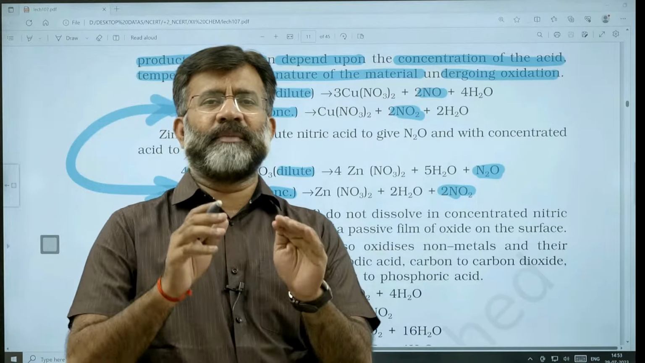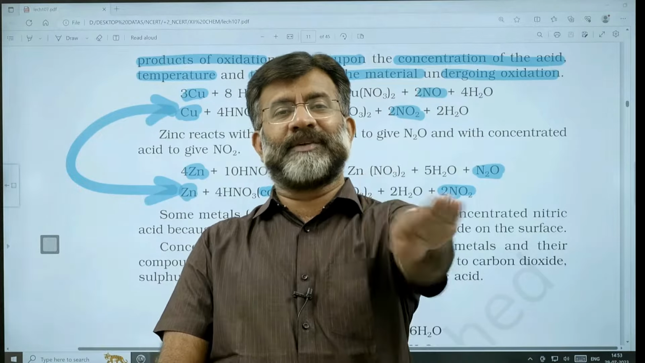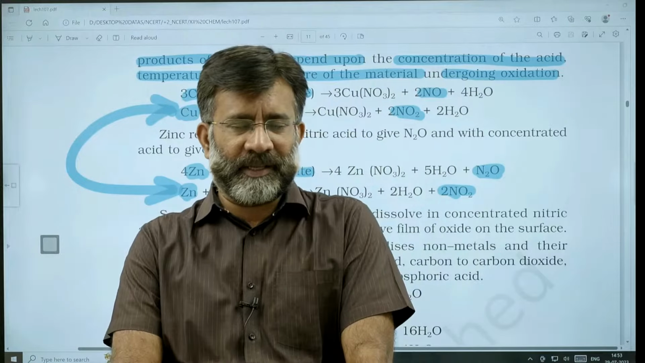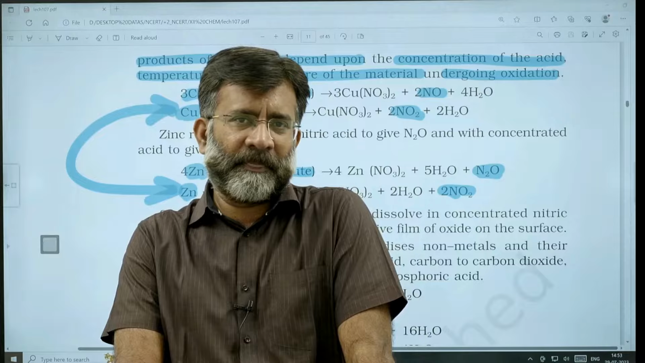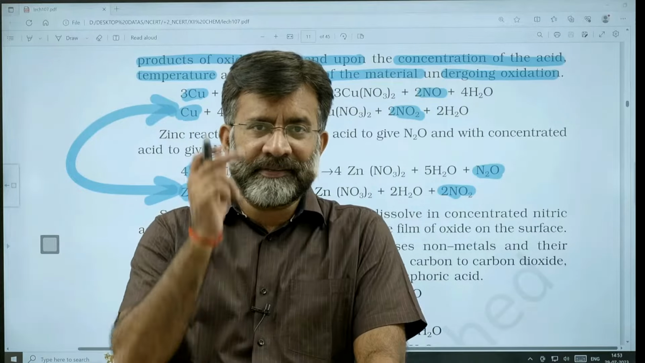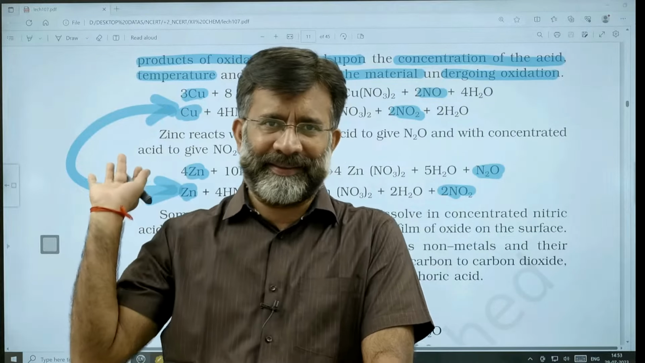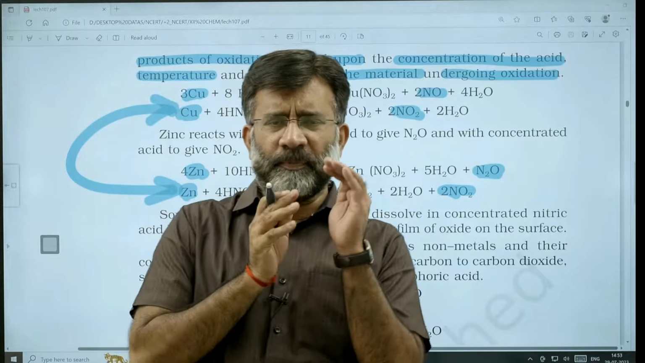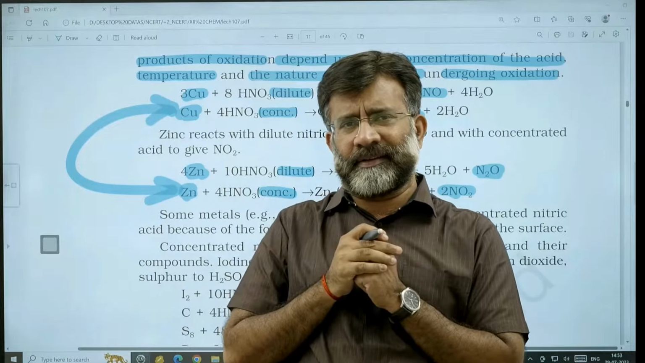So if you memorize copper reaction with the concentrated nitric acid, automatically you are memorizing zinc reaction with the concentrated nitric acid. Both are giving NO2 gas. While the point of difference, memorize separately. So whichever point you can take as a common factor, try to make this.